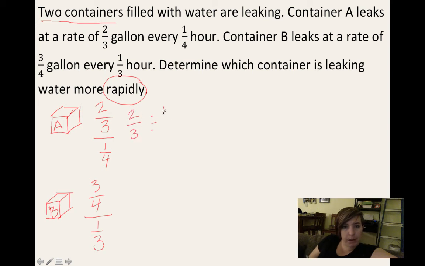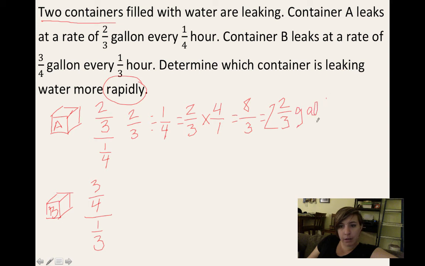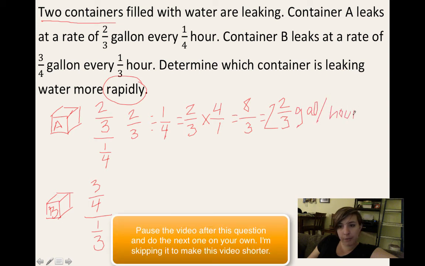So let's figure this out. 2/3 divided by 1/4. How fast is container A leaking? The first fraction stays the same. Switch the sign. Flip the second fraction. 2 times 4 is 8. 3 times 1 is 3. This is 2, because 3 goes into 8 2 times, and what you're left over with is 2/3. So this is leaking 2 2/3 of a gallon per hour.